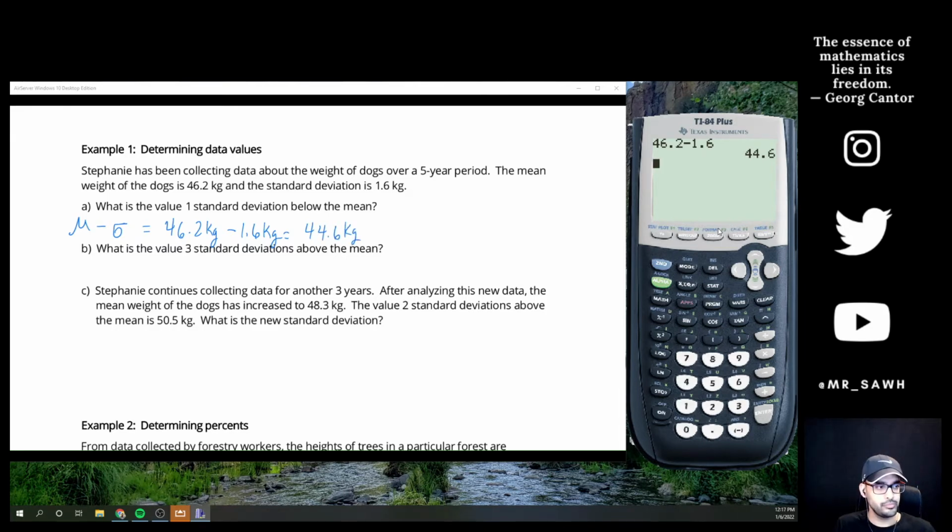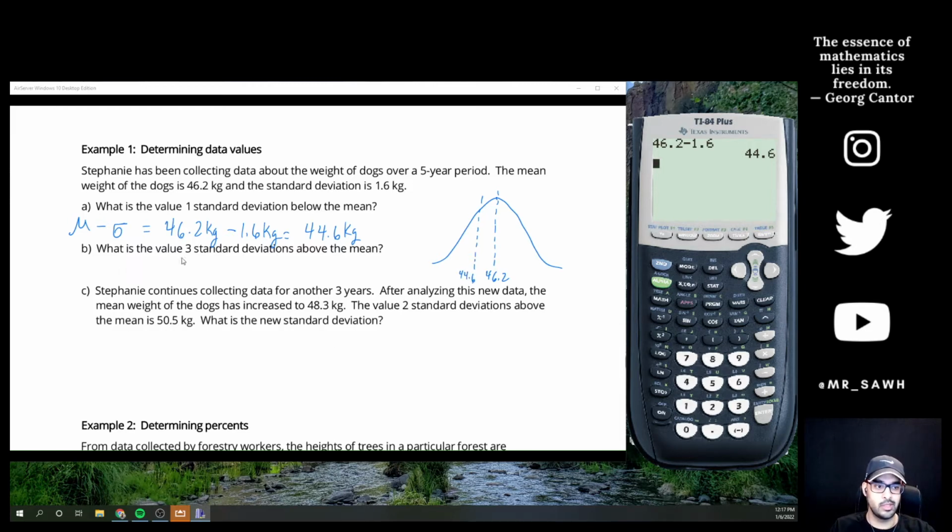And I can draw you a little bit of a curve here to talk about this. I know what the average is, so I can put that number right in the middle, right? It's symmetrical. So here's 46.2. And one standard deviation below the mean means one value to the left of it, right? I'm below it. I'm getting smaller. So 44.6.